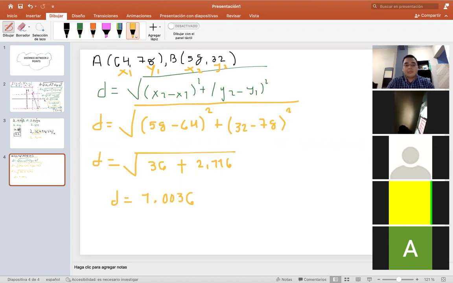Mister, I think we made a mistake. In which part? Because we did the subtraction of 58 and 64, but we didn't elevate it to the second power. How much is 58 minus 64? It's 6. Negative 6. And negative 6 elevated at square is 36.